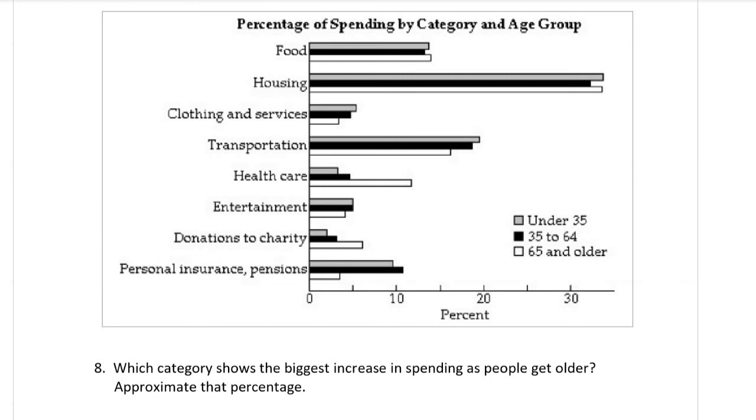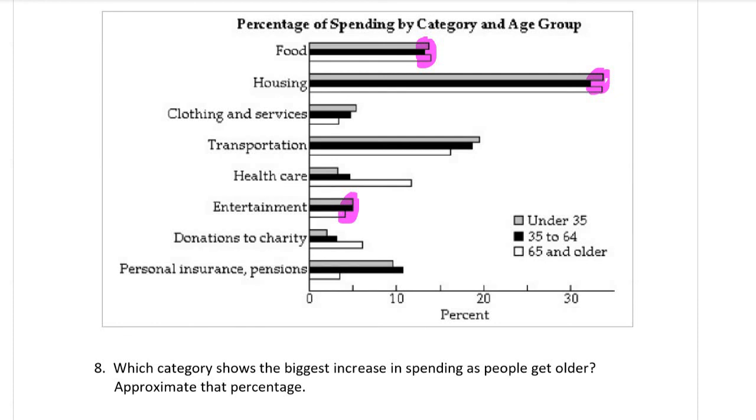Which category shows the biggest increase in spending as people get older? Well, if you look at the category for food, all of these seem to be right around the same percentage. Housing is all around the same percentage. Entertainment is close. As people get older, 65 and older, they don't spend quite as much on entertainment, but there's not that much of a difference.